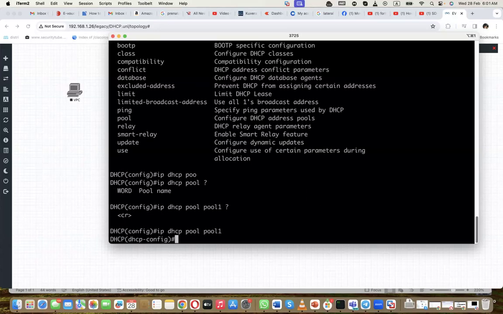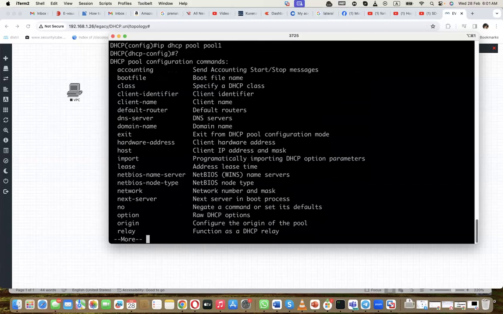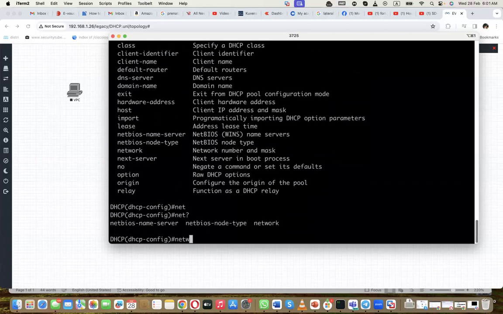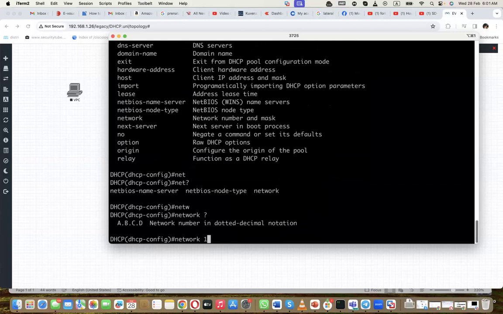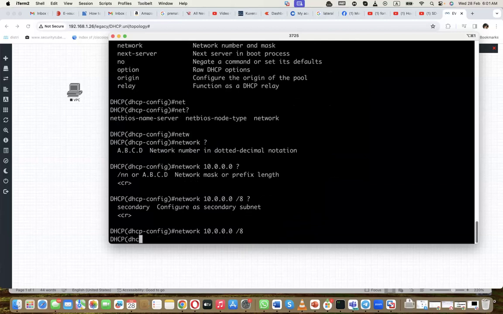Now, here is where the definition of IP schemes and other parameters goes. Don't worry about the commands, you don't need to worry about it. Network. Now, what is the range of IP addresses? Let me say 10.0.0.0. This is the network. The subnet mask is /8, right? And I'm not going to configure anything else. What I'm saying is that if a client is asking for an IP address, you can take an IP address from this pool and offer it to them. But anyway, I have taken one of the IP addresses from this pool and associated it to that interface.